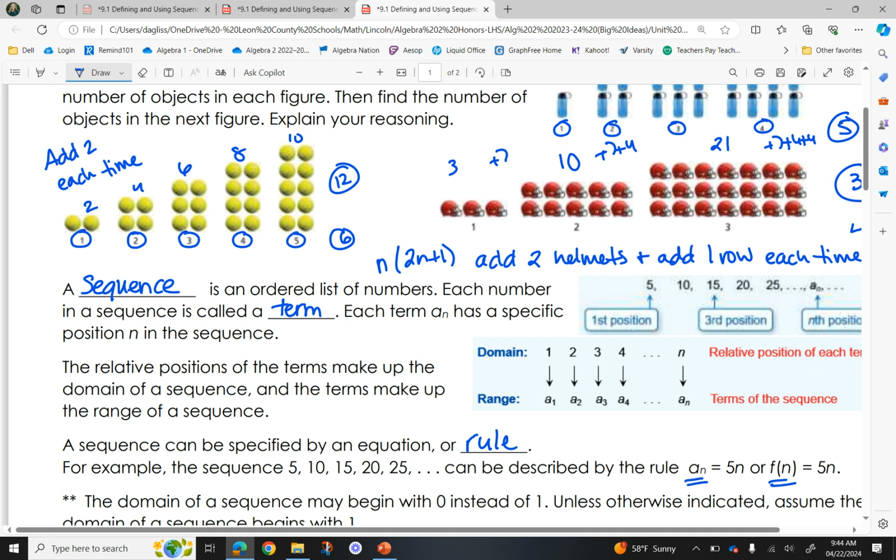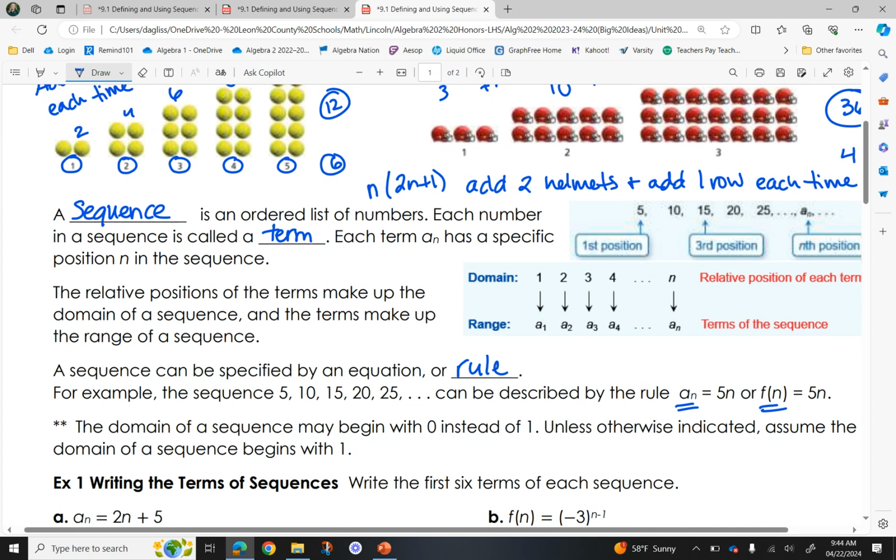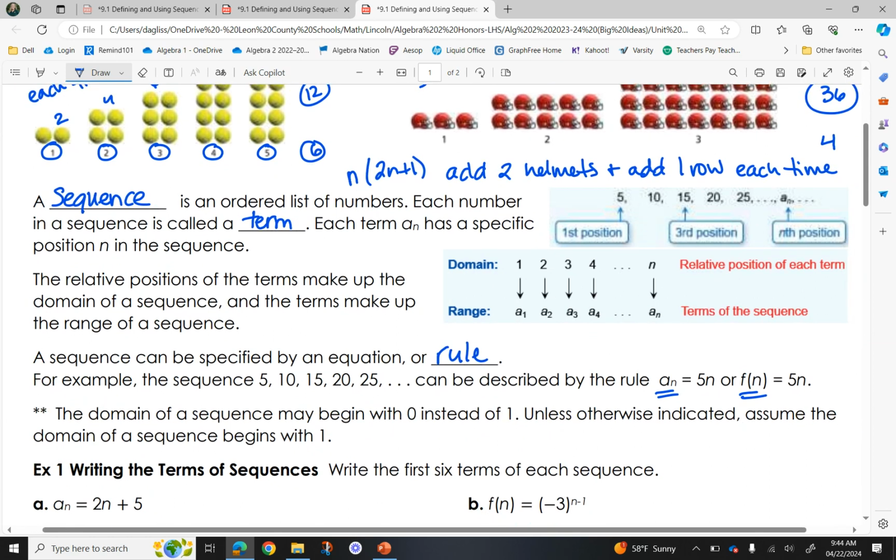The domain of a sequence may begin with 0 instead of 1, unless otherwise indicated. Assume the domain of a sequence always begins with the number 1. It could begin with A sub 0. A lot of real world things will start with A sub 0 to show the starting of something, and then A sub 1 shows like after the first change occurred. So that's when your A sub 0 would come in.